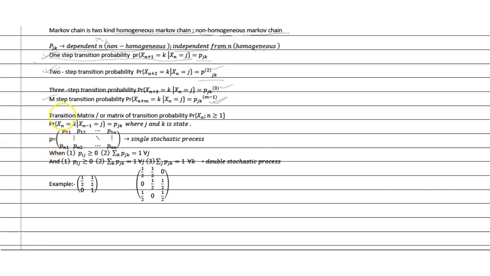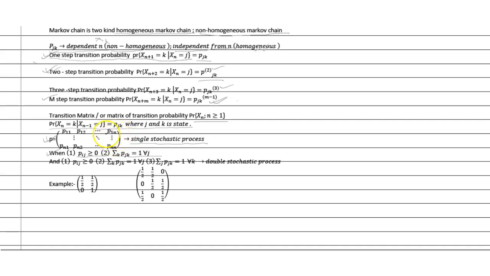The transition matrix, or matrix of transition probabilities, is defined where P(Xn = k given Xn-1 = j) equals pjk, and j and k are states. P is the matrix with entries p11, p12, up to p1n, pn1, pn2, up to pnn. It is a stochastic matrix when pij is greater than or equal to 0 and the sum of pjk equals 1 for all j.